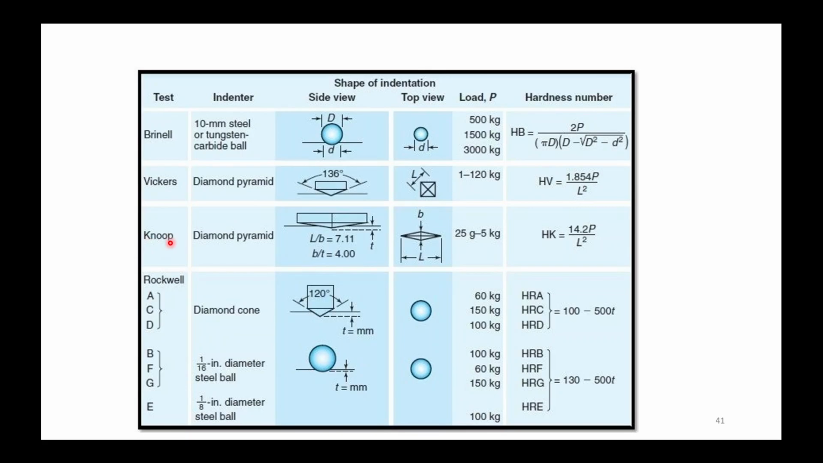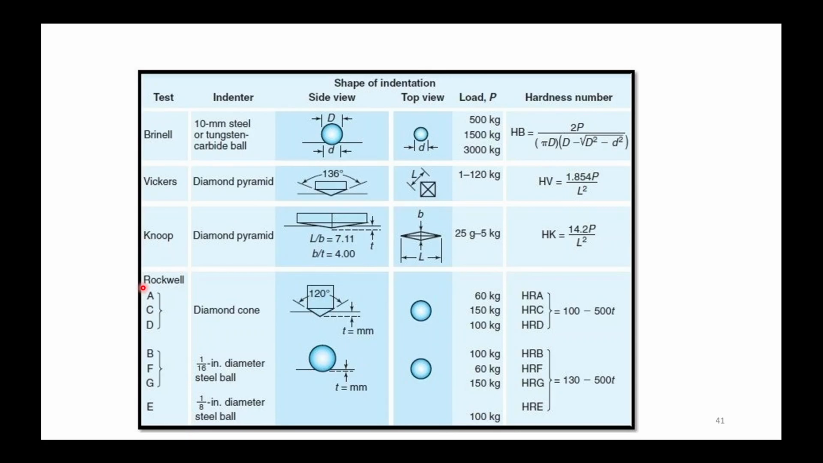Another method is Knoop, in which a diamond pyramid is used, but here the diagonals of this indenter are in a ratio of 7:1, and this formula is used, and the load applied is lesser compared to other methods. Here 25 gram to 5 kg load is applied, and it is because it is micro hardness testing.